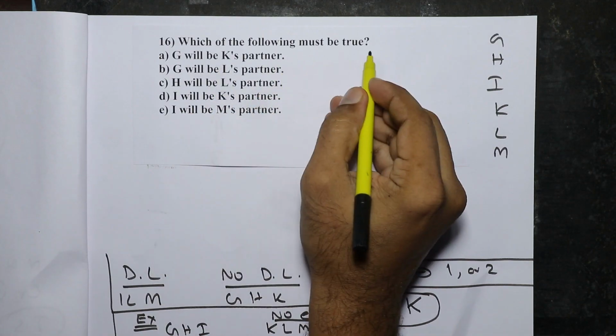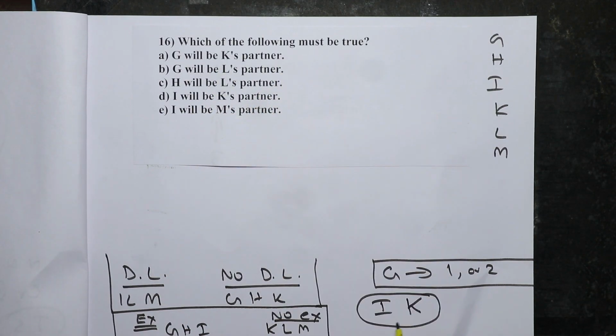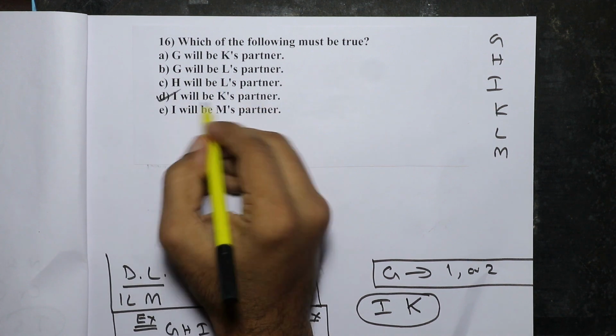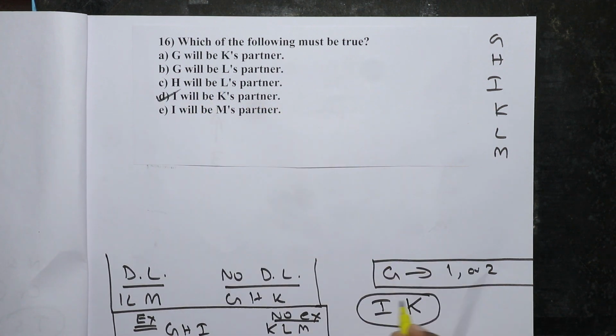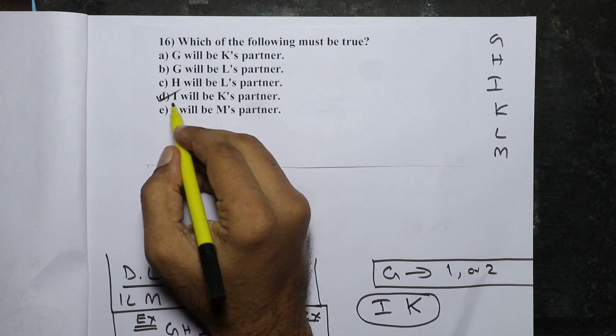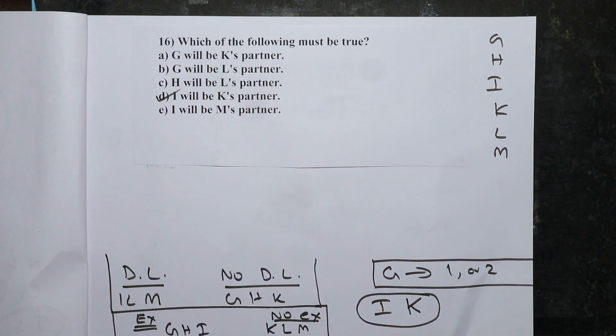Which of the following must be true? We know that one team will be I and K because K has neither driving license nor work experience. So K can only be paired up with I because I is the only person who has both driving license and work experience. So one team will be I and K. So option D will be right. I will be K's partner because I and K is one team. Hence option D is the right answer.